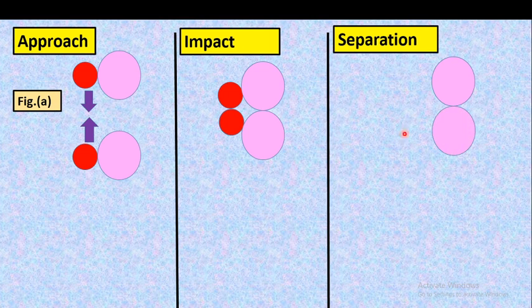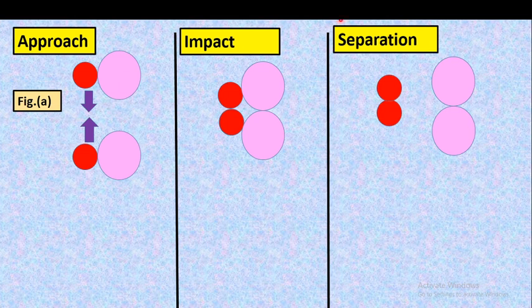What is the impact of this approach? Here these two molecules combine with each other due to the proper orientation. And due to this impact, what happens after the separation? The iodine of one molecule and the iodine of the other molecule combine to form iodine gas, and the two hydrogens of the two HI molecules combine to form an H2 molecule.